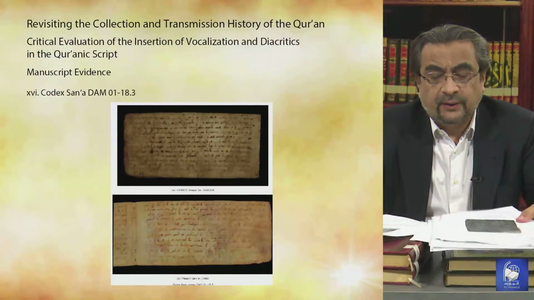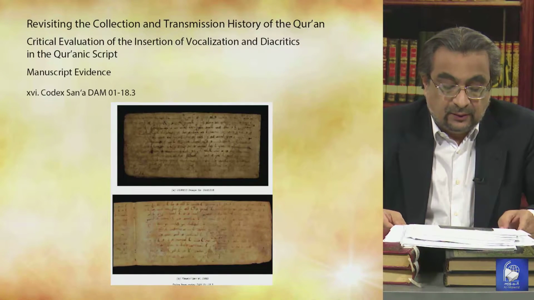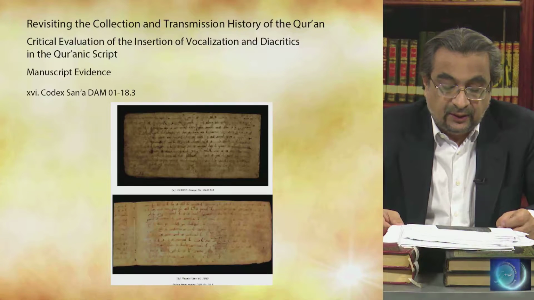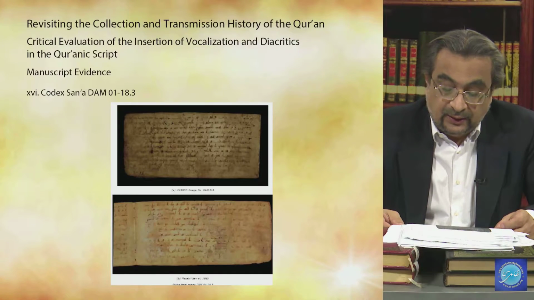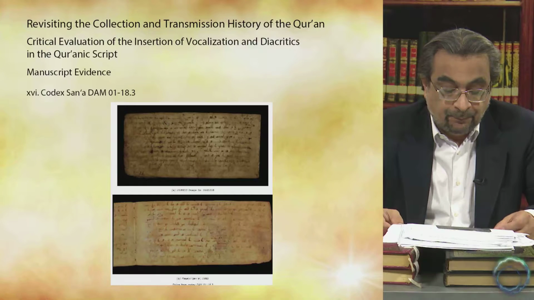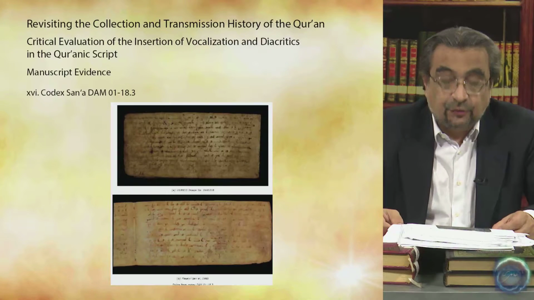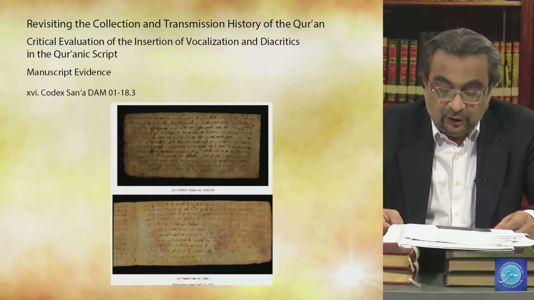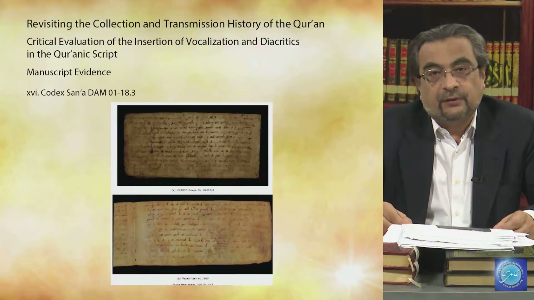Now viewers, as far as the 16th example in this regard is concerned, it is labeled as the Codex Sana DAM 01-18.3, and it has Surah Anfal verses 2 to 11 and then verses 41 to 46. It belongs to the 1st, 2nd century Hijrah. The script is Hijazi. The location is Darul Makhtutat, Sana, Yemen, and there are few diacritical marks.